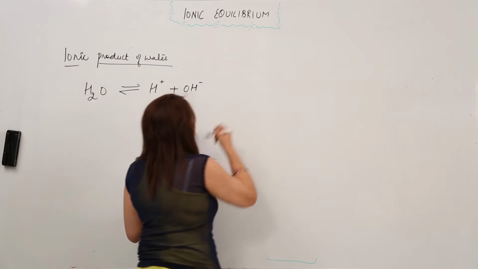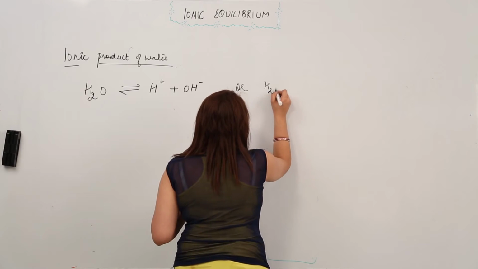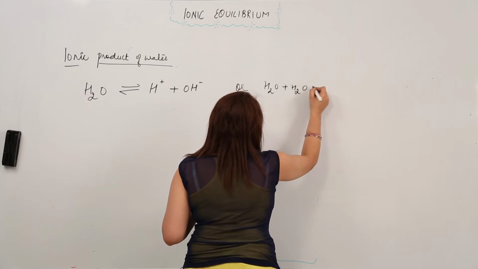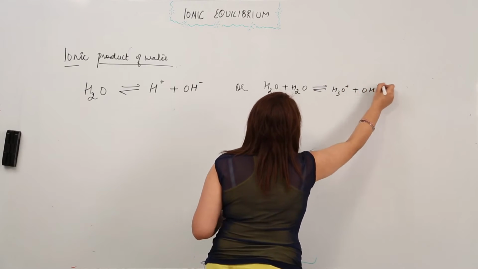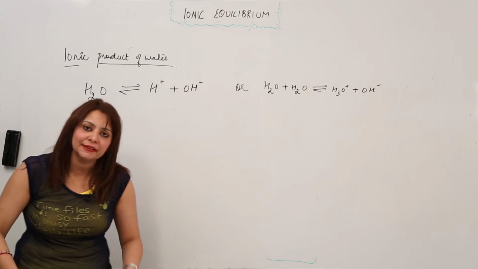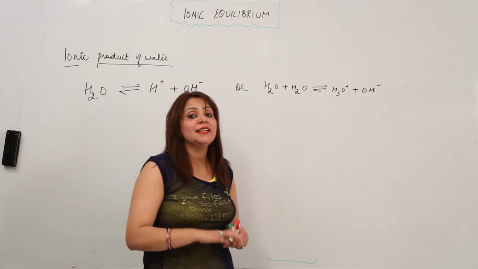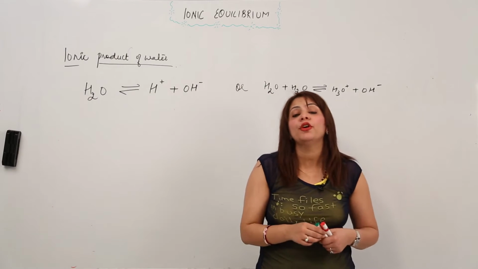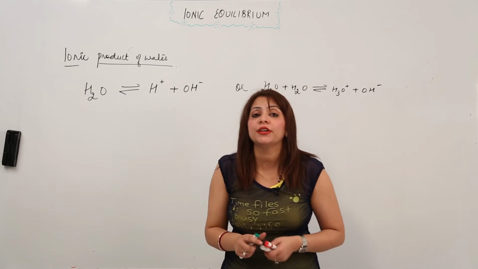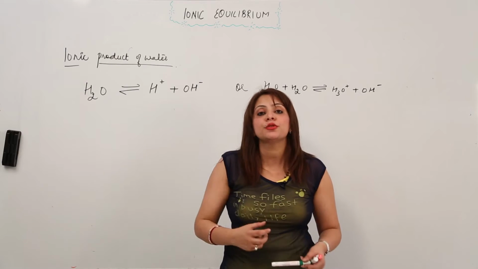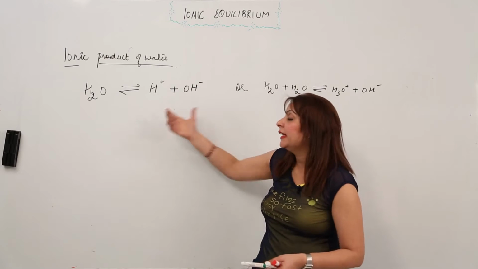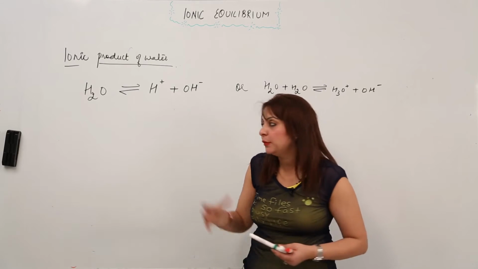Or in a similar manner we can write this equation in this form also: H2O plus H2O gets dissociated to form hydronium ion plus OH negative. So either way you can write it. The main point is that it is a weak electrolyte, therefore it dissociates only to a small extent. That is, we get to see ionic equilibrium between them.